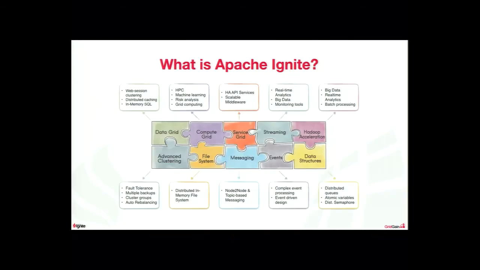Okay, so let's look at each of the different components in a bit more detail. For a data grid, for example, something running in memory, you have your standard web session clustering, where you can have a session cookie shared across a number of application servers, standard caching, key-value stores, or even in-memory SQL. I'll go into each of these components over the next few slides, briefly, and talk about the features that each of them provide.